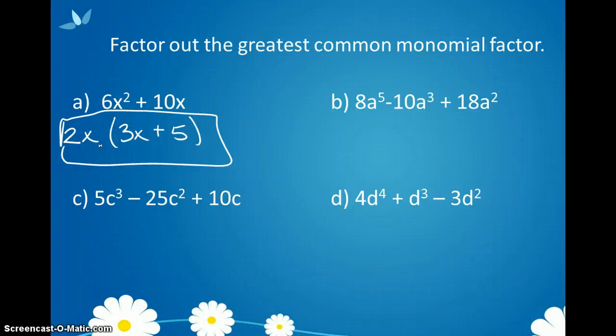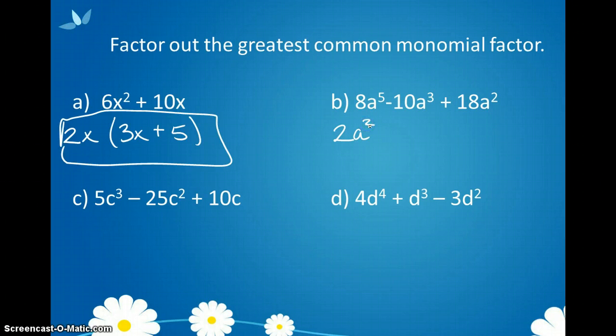If you're kind of confused about this x part, I'll tell you the secret for this in just a moment. Looking at the next one, I'm always going to look at the numbers first, the coefficients. So what goes into 8, 10, and 18? 2. Now you're looking at the variables, a squared, a cubed, and a to the fifth. They all have a's in common, but the maximum I can take out, if this has 5, 3, and 2, would be 2.